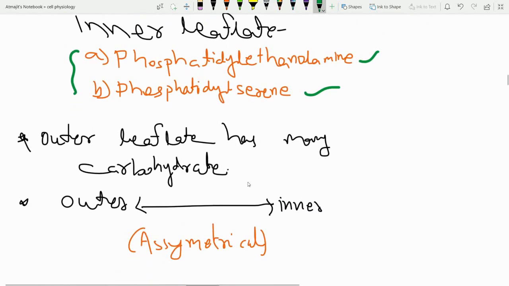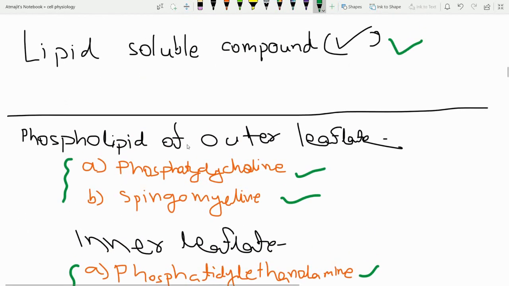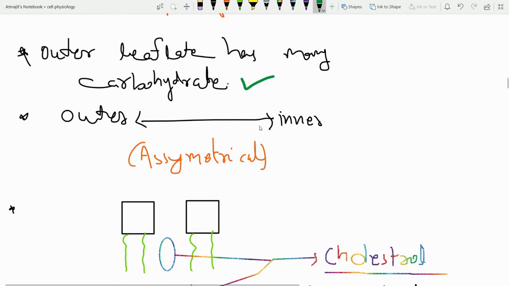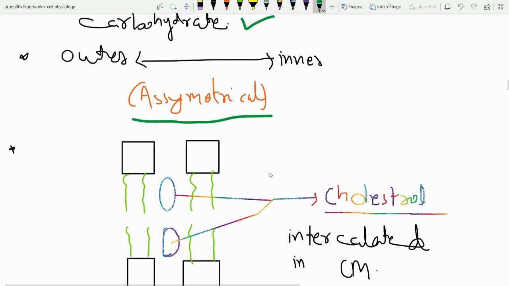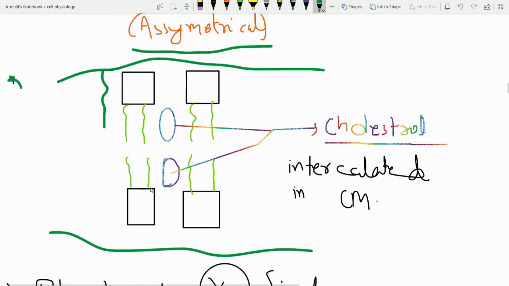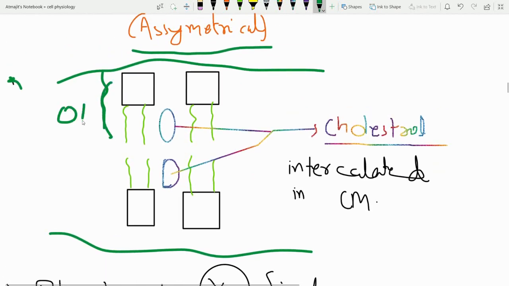The outer leaflet has many carbohydrate molecules, but the inner leaflet does not have any carbohydrate molecules. So they are very different from each other. So these are asymmetrical. And at another point, this is the cell membrane, this is the outer leaflet, and this is the inner leaflet.